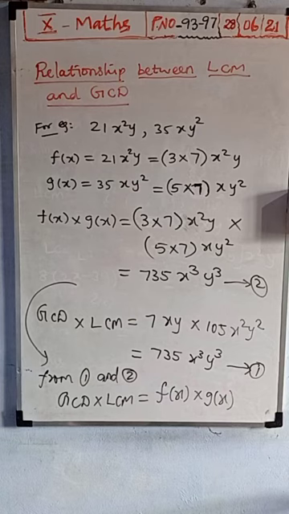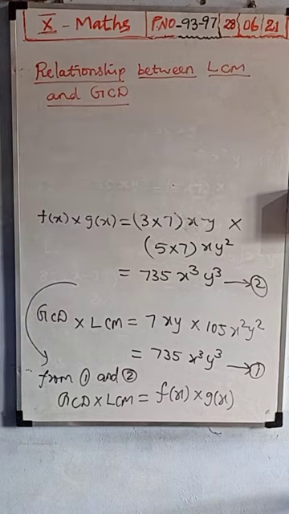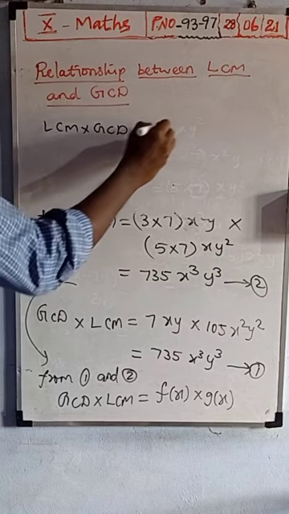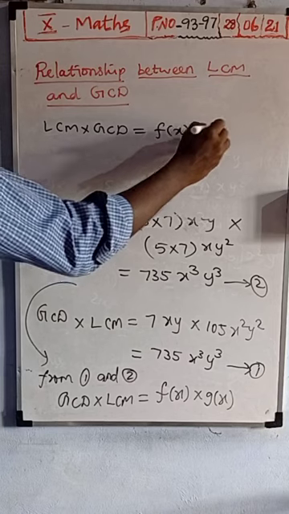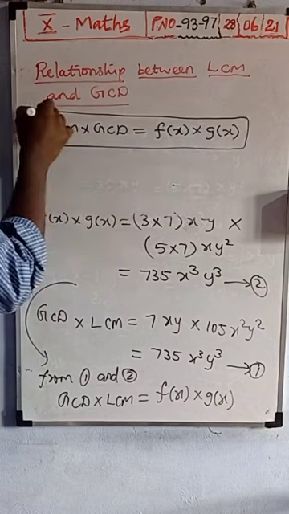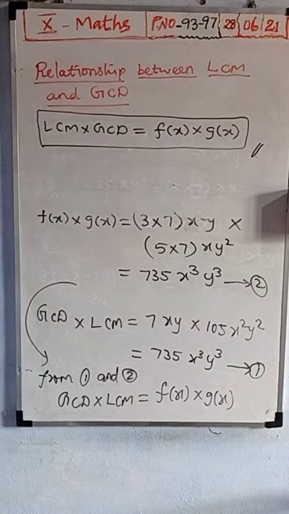So what is the relationship between LCM and GCD means? You should multiply LCM into GCD, and then the given expression f of x into g of x you should multiply, we will get it as the equal value. This is the relationship between LCM and GCD. Understand? So one example also I have explained. So using this relationship we are going to solve the exercise problem.